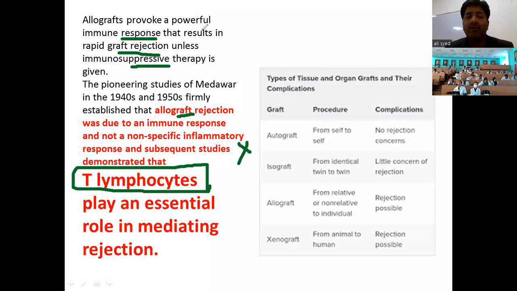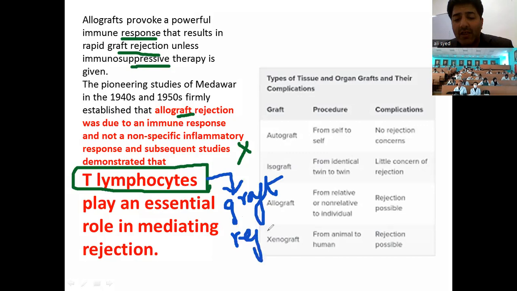So if anyone is going to ask you why the patient is developing graft rejection, you can simply answer that graft rejection is an immune response, and that immune response is due to the T lymphocytes. Mainly, your T lymphocytes play an essential role in graft rejection. This is your MCQ which you must remember: T lymphocytes will mainly play a role in your graft rejection.